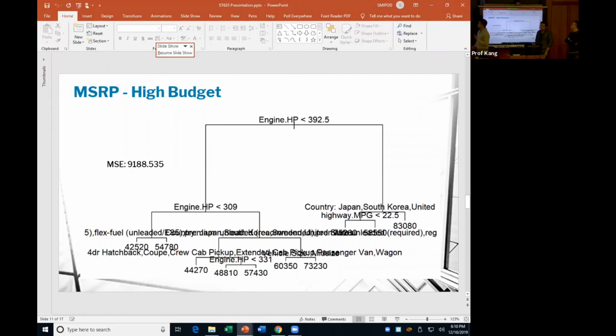This is higher than the others because in the over $35,000 bucket we have outliers around $100,000. And then Mason here will explain the models that we have for the market category.